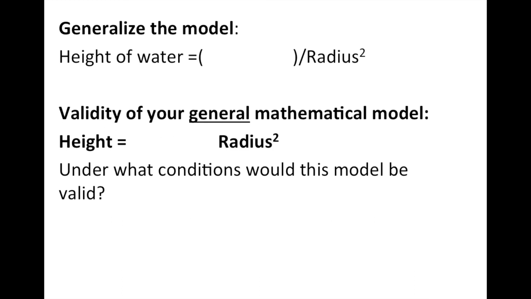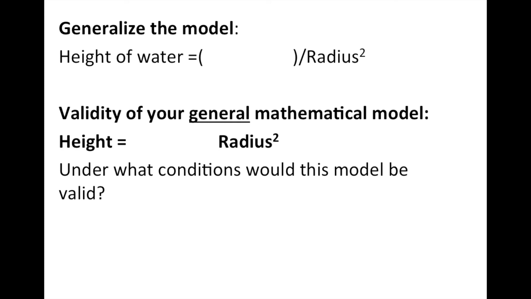Then we generalize the model. To generalize the model, what you want to do is take out any numbers that were specific to your situation and write a model that would be true for anybody using any cylinder and any amount of water.